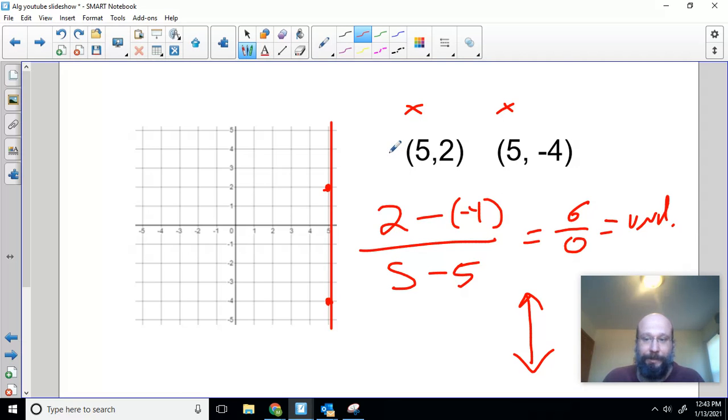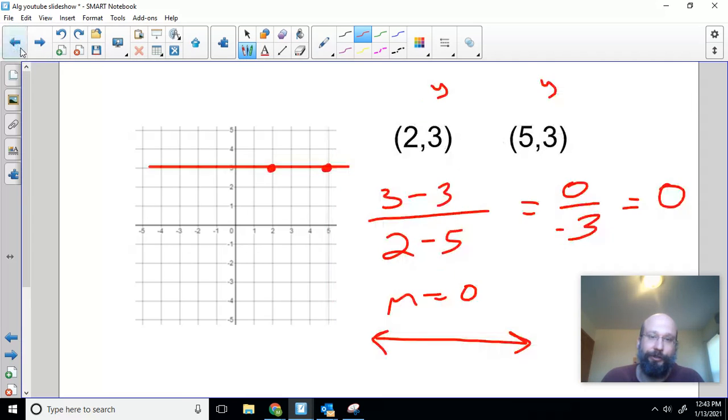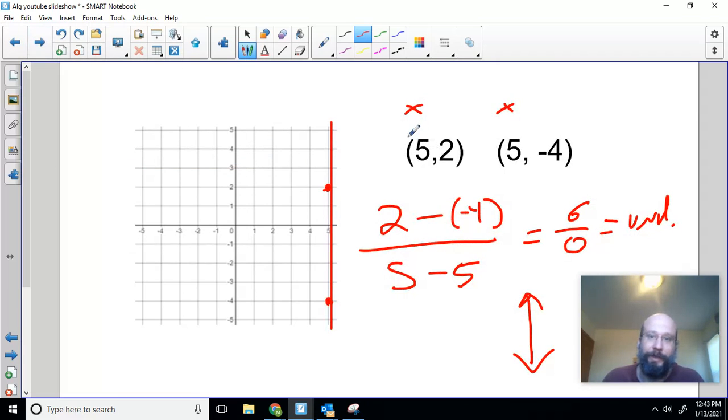Those two things are something that you're either going to have to visualize when you get these problems and imagine what it would look like on a graph, or you're just going to have to remember that when the y is the same, that means it's a zero slope. When x is the same, that means it's an undefined slope.